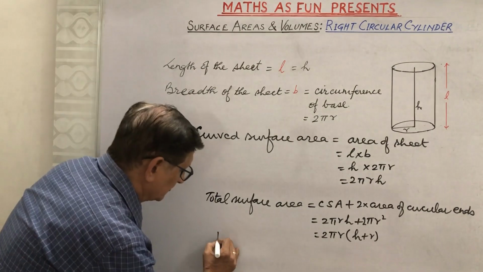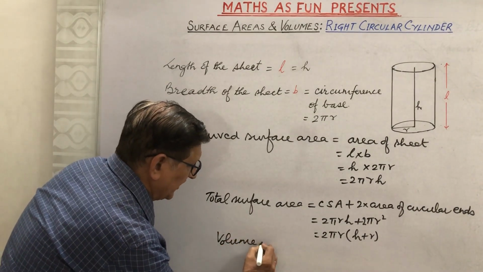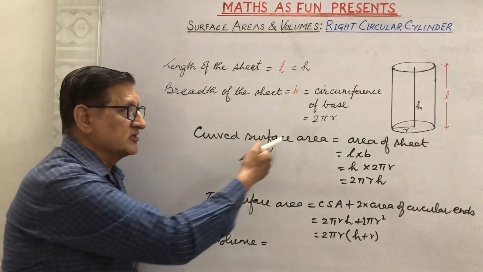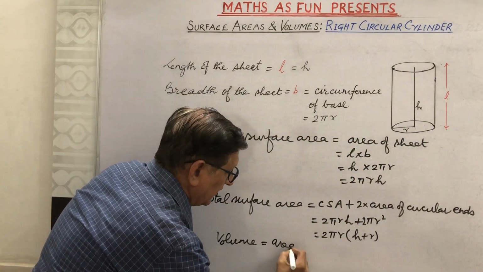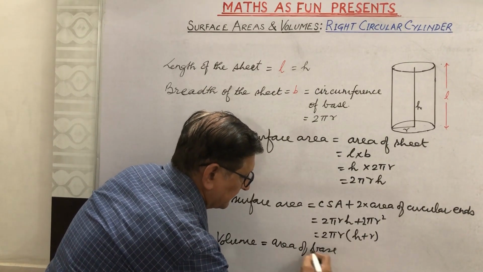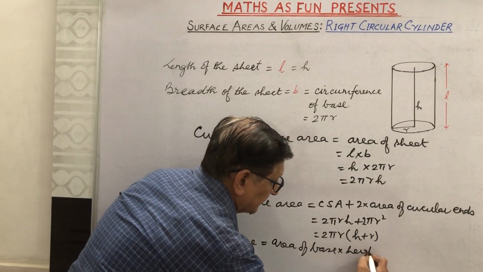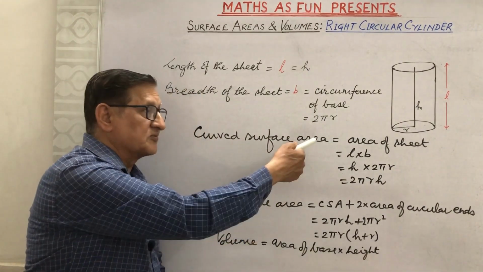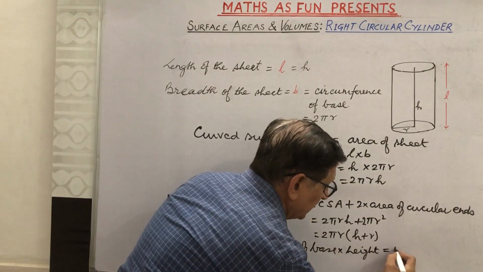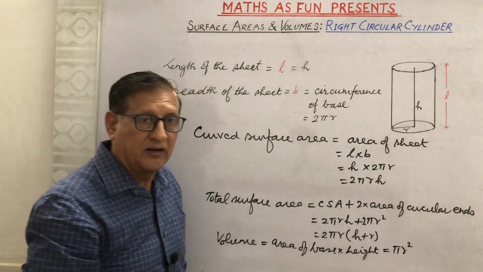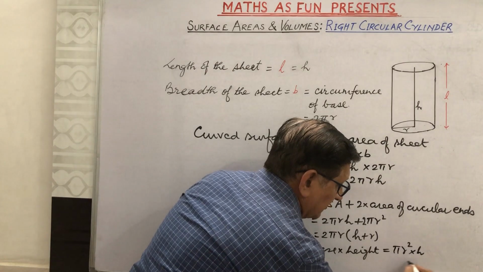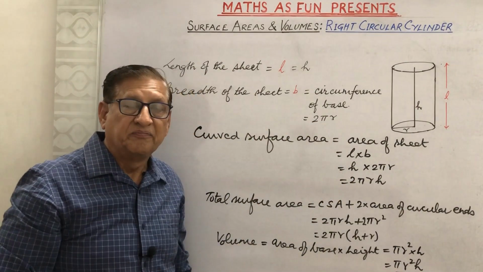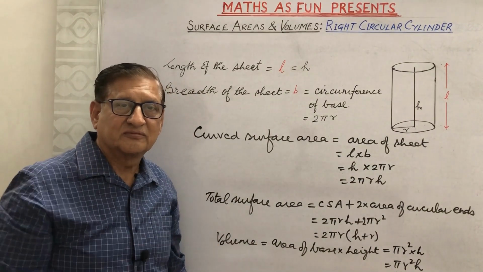What about the volume? The volume, as we know, is the space occupied. Here this can be said as area of base into height. The same we have done in cuboid and cube also. Area of base is circular, so this will be pi r square. Height is h, so this will be pi r square h. So this is the volume of the cylinder so formed.